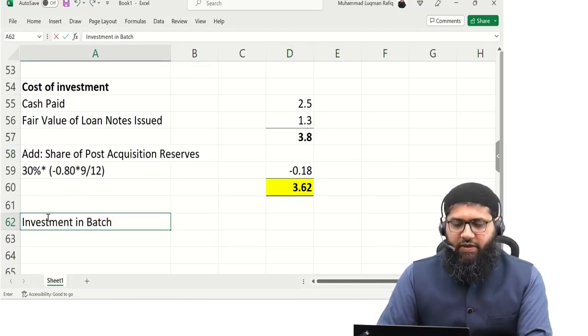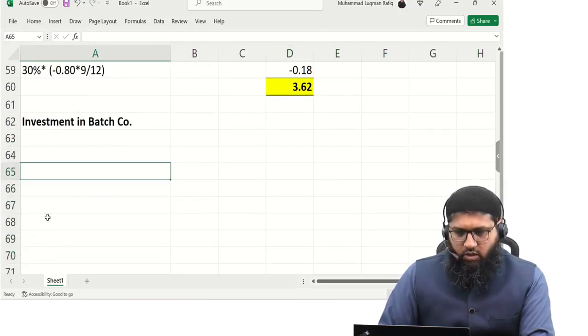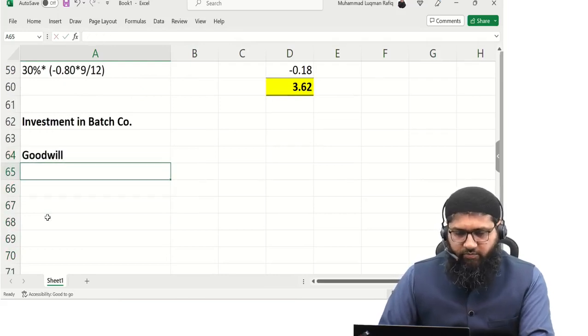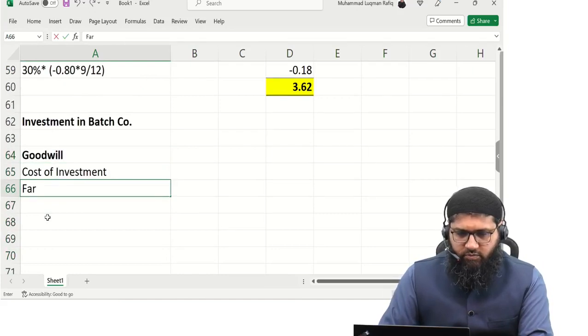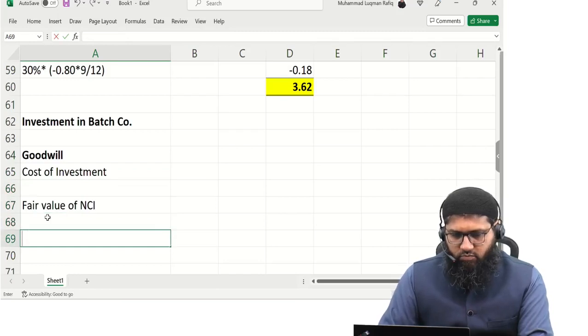Investment in Batch company. The first thing that you have to do is establish the goodwill calculations: the cost of investment, fair value of NCI, fair value of net assets.